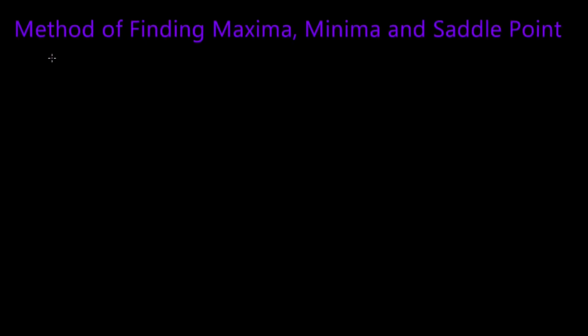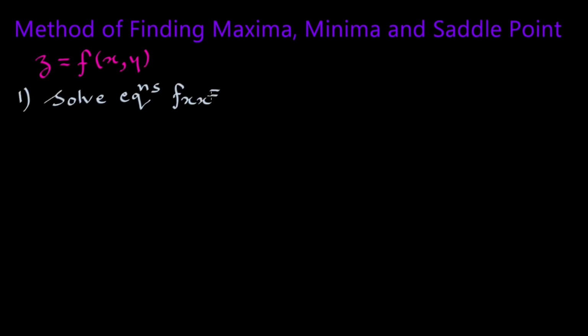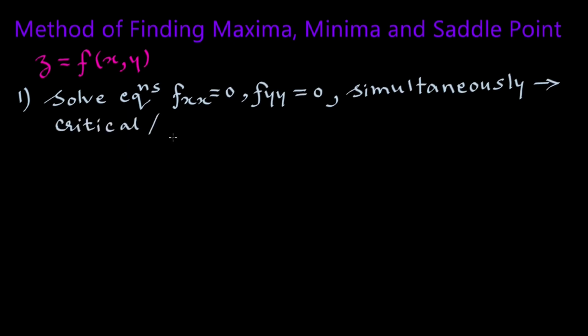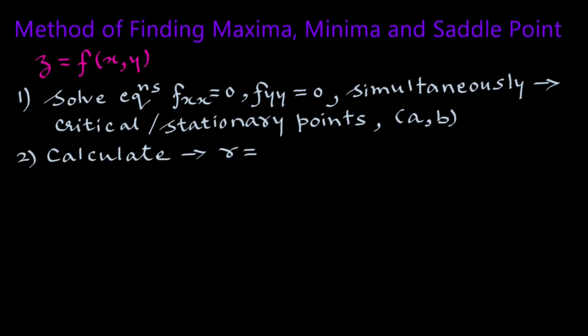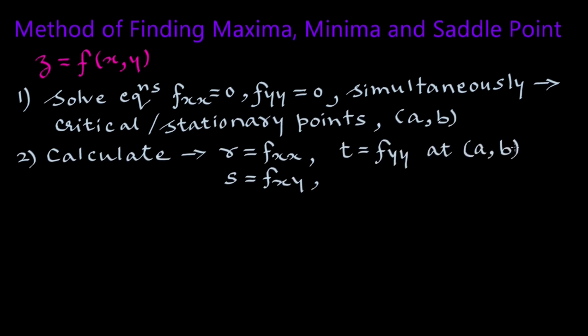Now we will see how to find maxima, minima, and saddle point of a given function z equals f(x, y). Number 1, solve equations f_x equals 0 and f_y equals 0 simultaneously and find critical points or stationary points (a, b). Number 2, calculate r equals f_xx, s equals f_xy, and t equals f_yy at this critical point (a, b).